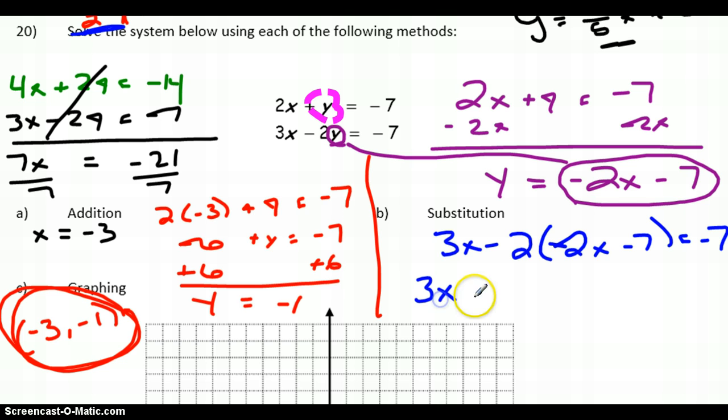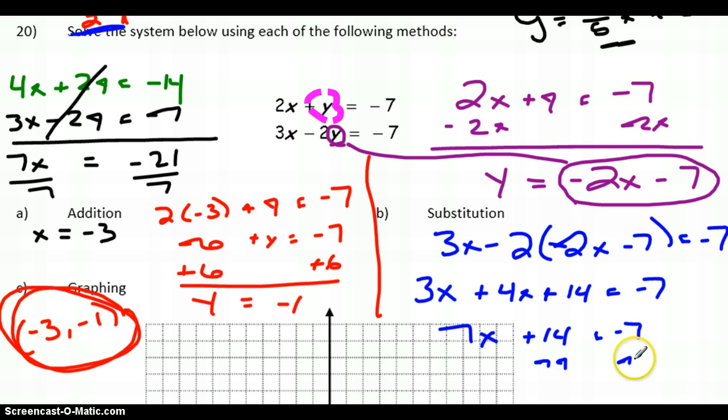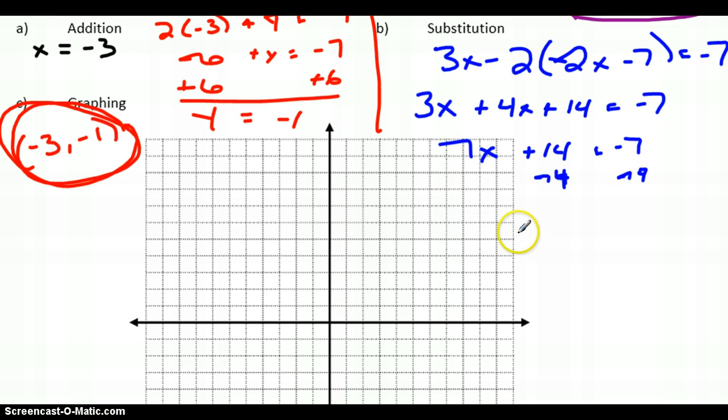Alright, so we've got 3x plus 4x, negative makes positive, plus 14 equals -7. So far I've got 7x plus 14 equals negative 7. And if I subtract 14 from both sides, I get 7x equals negative 7 minus 14 is negative 21. Divide both sides by 7. X equals negative 3. Now, we already knew it was going to be negative 3 because we solved it over here, but that's what we got.